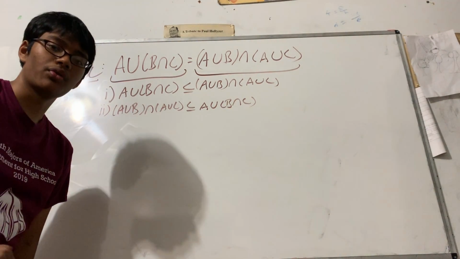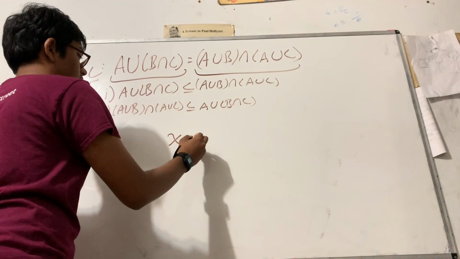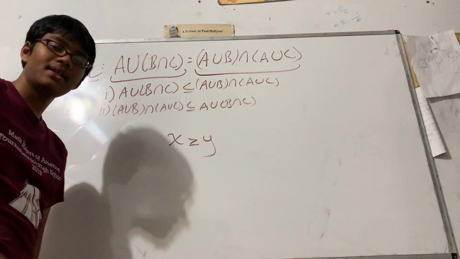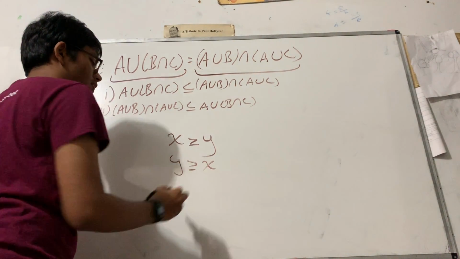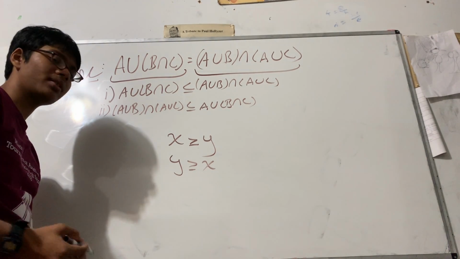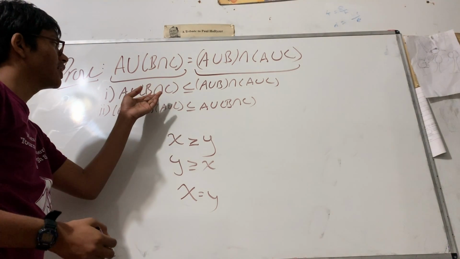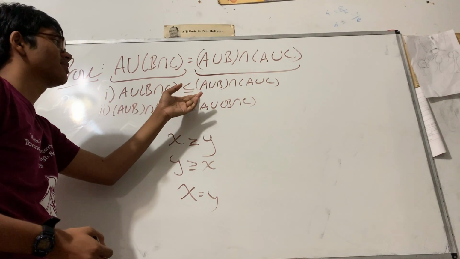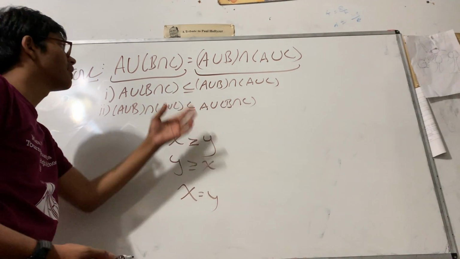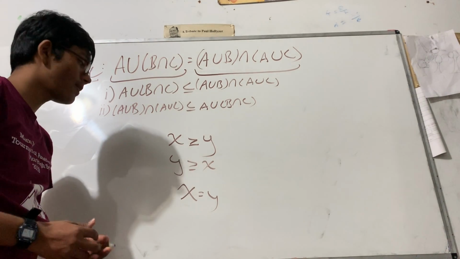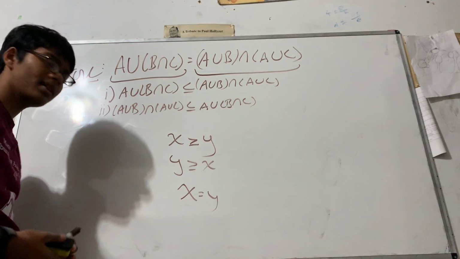Why do we have to show it both ways? Let me give you an analogy that's similar to real numbers. If I say that x is greater than or equal to y, and I say that y is greater than or equal to x, then if you think about it, x is equal to y. Same thing here. If the left-hand set is a subset of the right-hand set, and vice versa, they must be the same set, and thus these two statements must be equal. So that's the logical reasoning we're applying here. So let's try to do that.